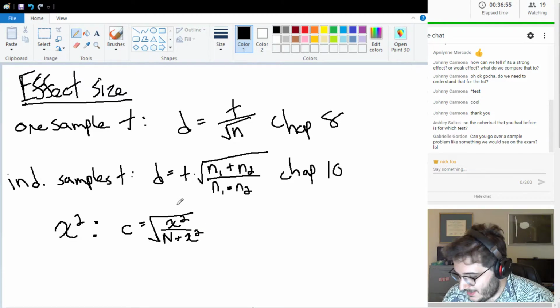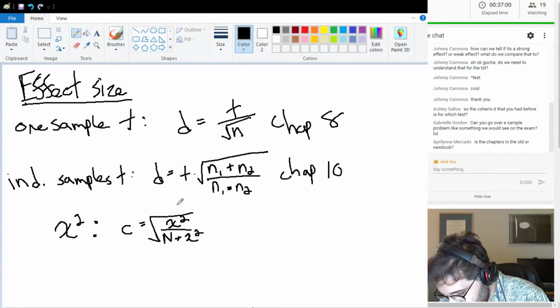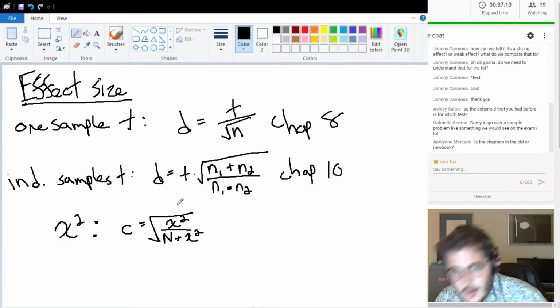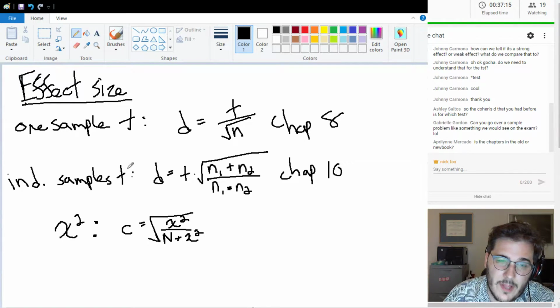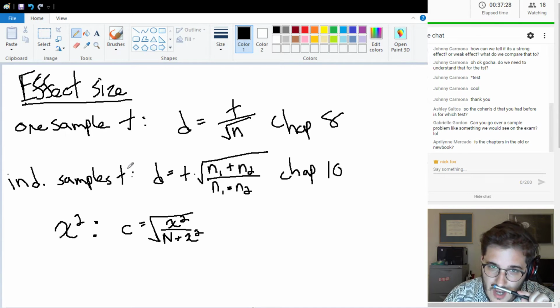So these are the effect sizes. And then what chapter was this? 11, I think? No. So this was the chi-square chapter. Those chapters, Aprilyn, are in the old book, in the hardcover book. But I mean, you can just go by the topic. So the one sample t-test was its own chapter. The independent samples t-test was its own chapter. Chi-square was its own chapter. So just go by that. Go by the topic.